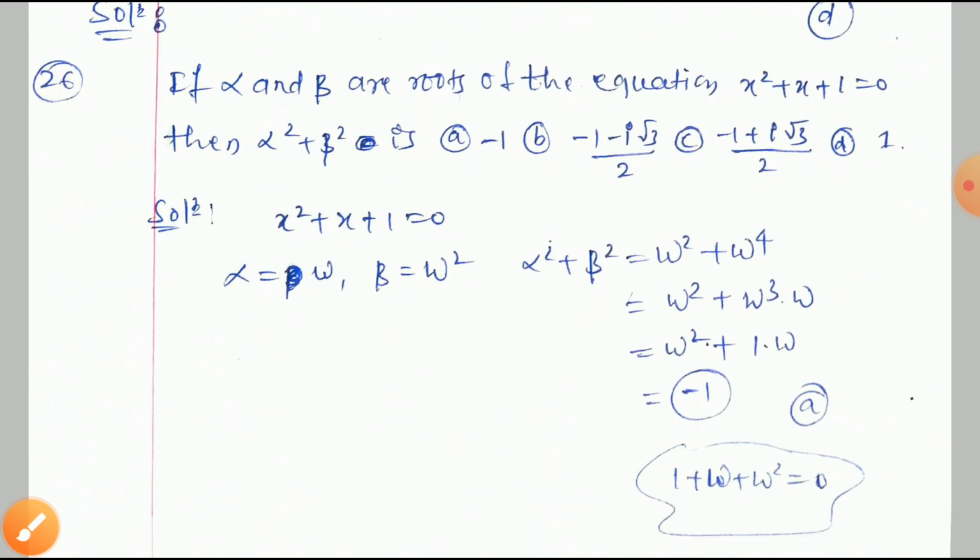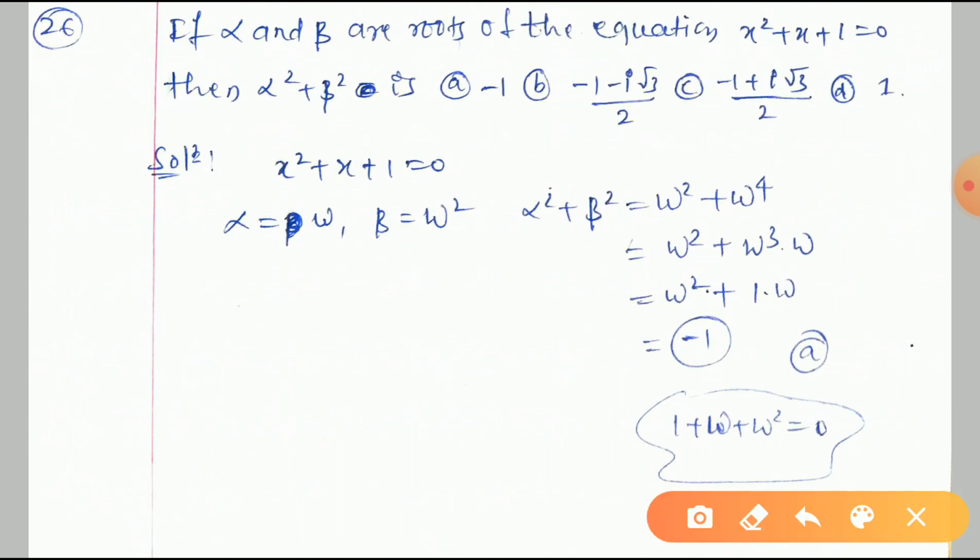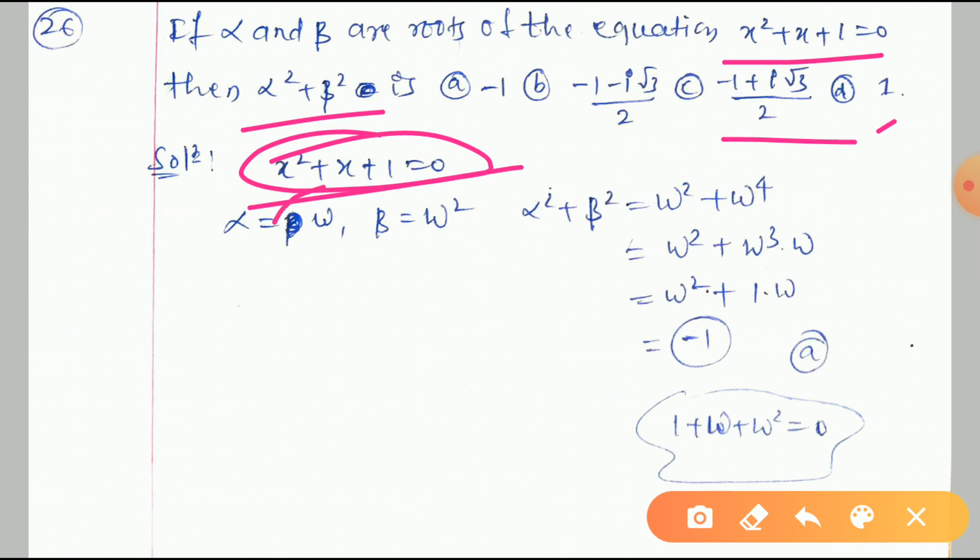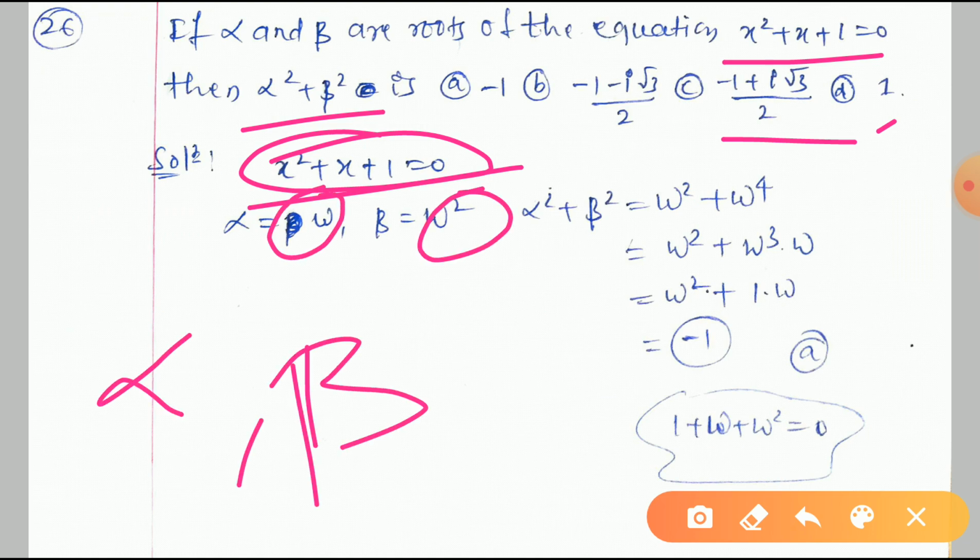Next move on to question number 26. If alpha and beta are the roots of the equation x square plus x plus 1 is equal to 0, then alpha square plus beta square is, the options are minus 1 minus i root 3 by 2, minus 1 plus i root 3 by 2, and option D is 1. We know that the roots of x square plus x plus 1 equal to 0 are omega and omega square. Therefore alpha is equal to omega, beta is equal to omega square.